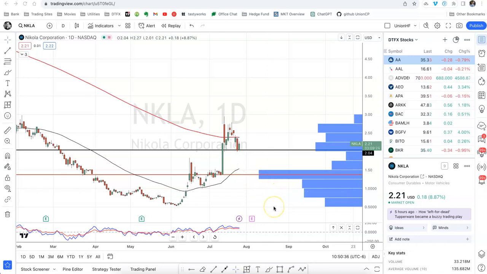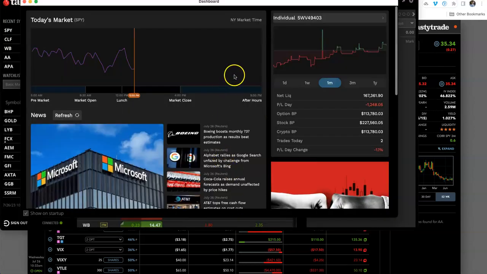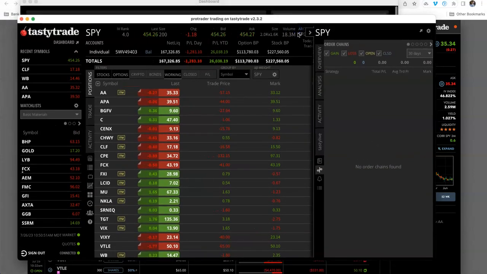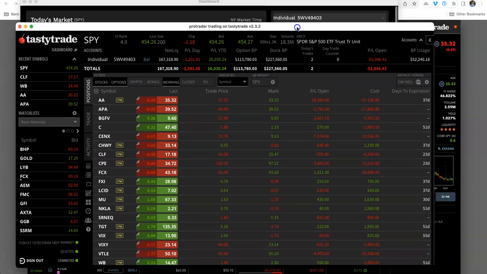Okay guys, let's dig into this new platform, see if we can figure it out. Okay, here is our traditional web platform, all the basic stuff. What we're trying to do is match these two puppies up so that they look as similar as possible. Okay, so here is the regular, here's the new platform.